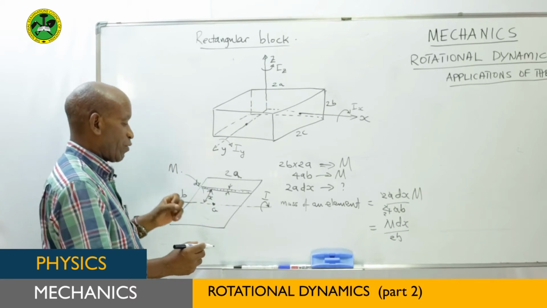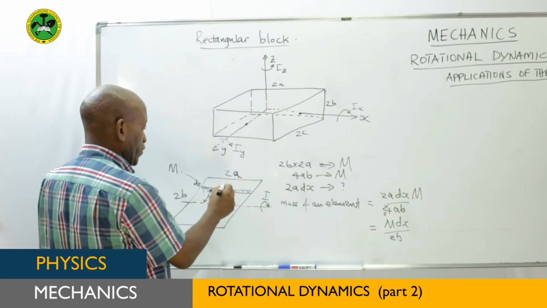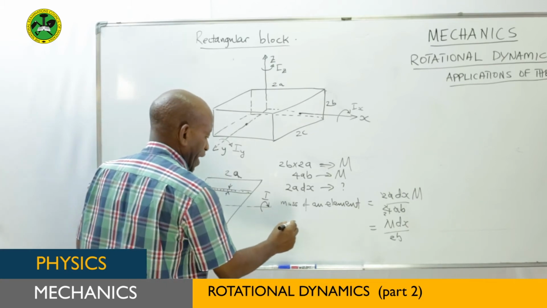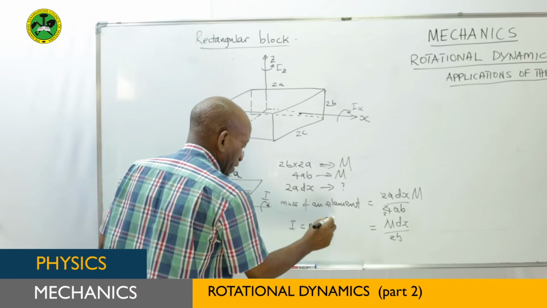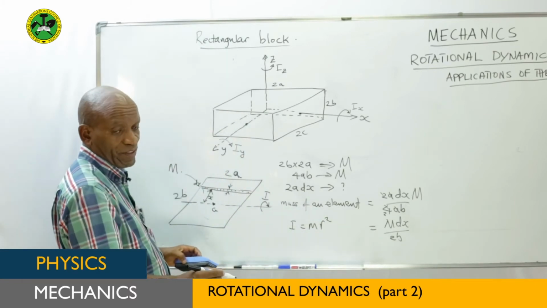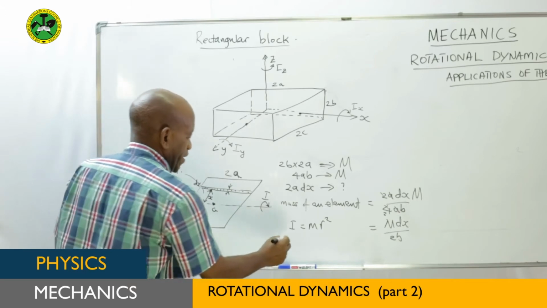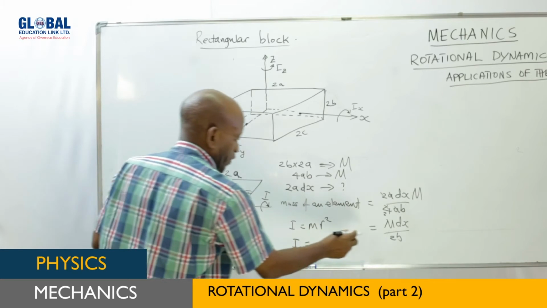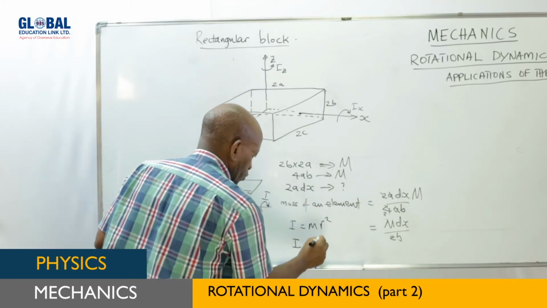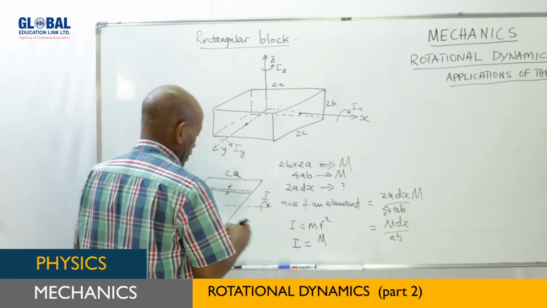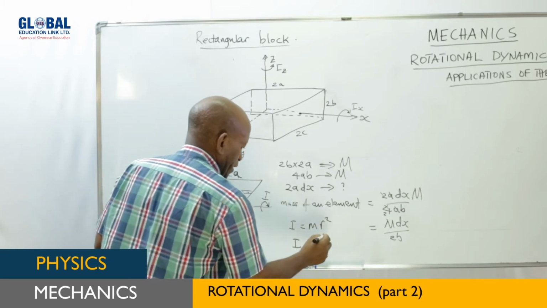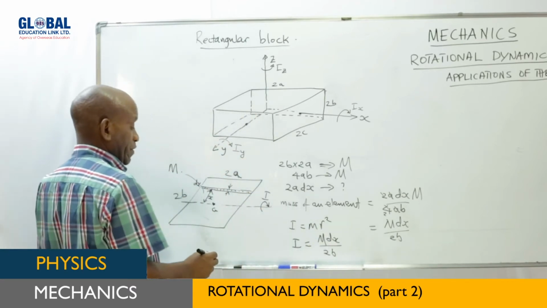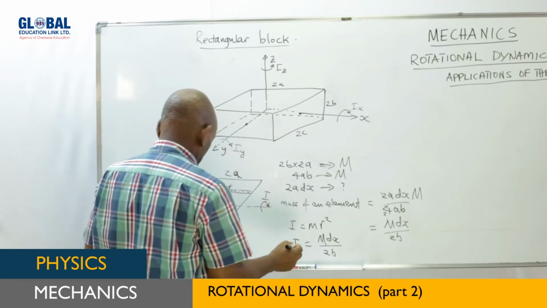So you first need to determine the moment of inertia of this element about this axis. By definition, the moment of inertia I is equal to mass times the distance from the axis of rotation squared. For this particular element, the mass, where capital M is the mass of the whole rectangular plate, is m dx over 2b. This is the mass, and the distance is x.